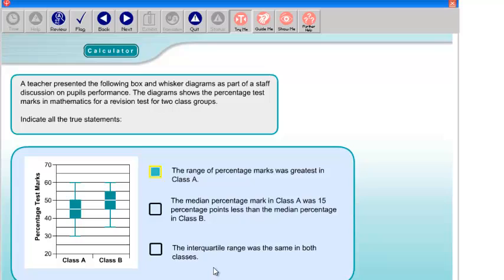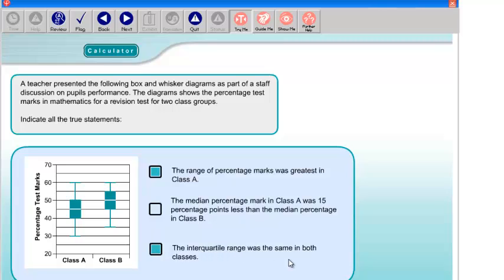Finally, the interquartile range was the same in both classes. So this is a textbook type question. You just have to know what is this thing called interquartile range. The definition of it is it's the difference between the upper quartile and the lower quartile, or in simpler terms it's just the size of the box. So here's the upper quartile in class B, there's the lower quartile, so the difference is 10, and the difference is 10 for class A as well, so that is a true statement.